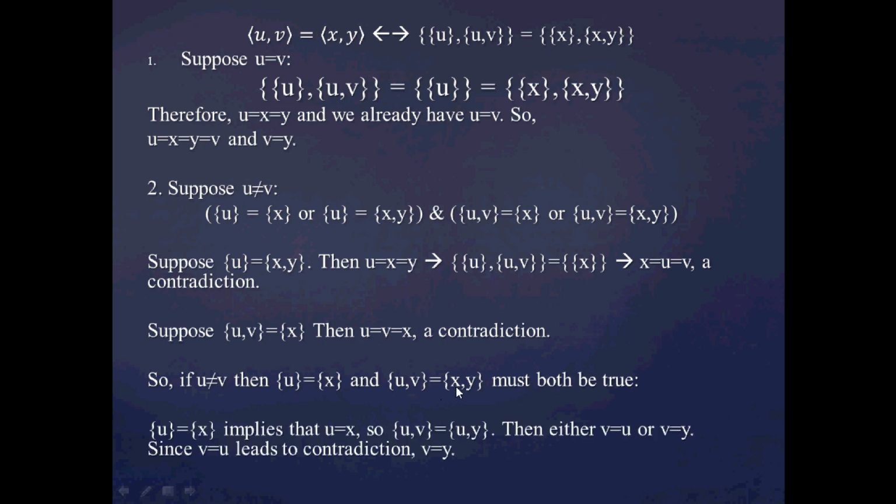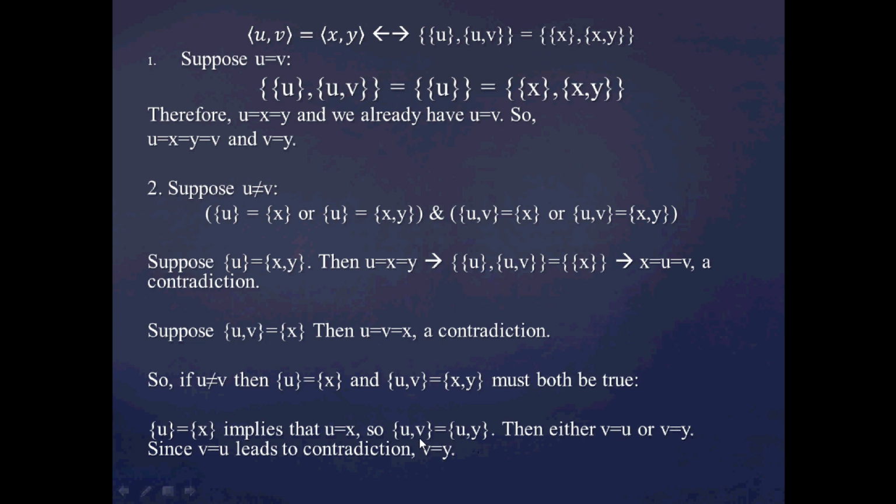So what does that imply? This first statement, that the set containing u is equal to the set containing x, implies that u is equal to x. So what that means is that I can substitute u for x in this second equality here. I'm just going to take that x right there and stick in a u. So I get the set containing uv is equal to the set containing uy.